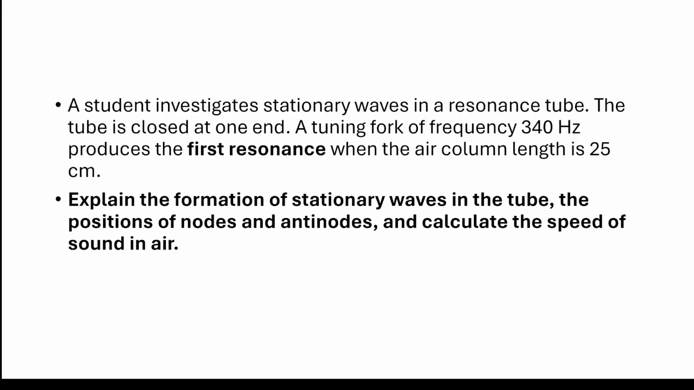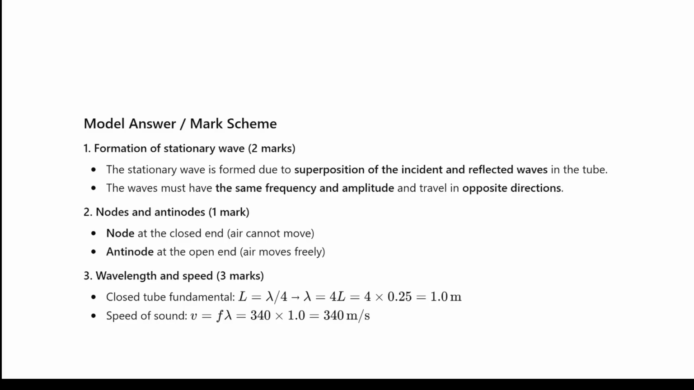A student investigates stationary waves in a resonance tube. This tube is closed at one end. A tuning fork of frequency 340 Hz produces the first resonance when the air column length is 25 centimeter. Explain the formation of stationary waves in the tube. Okay, pause and do it. If you have done it, then check your answer.